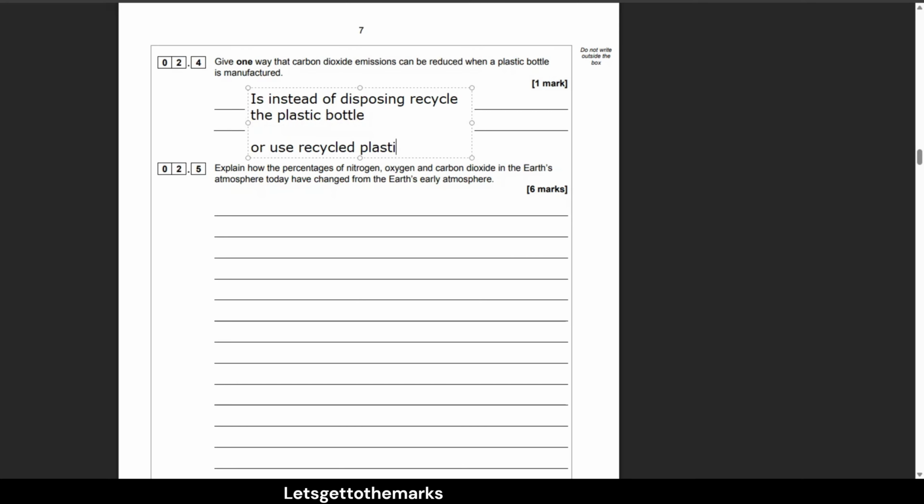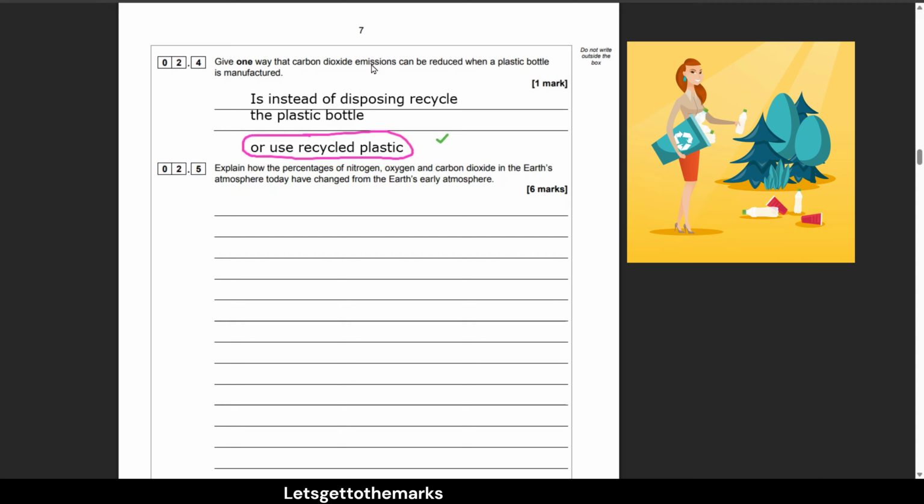I'm probably better off actually if I read that question properly. I think instead of disposing, recycle the plastic, I think this is the correct answer because actually they're saying when you make it, what should you do? Well, use recycled plastic, so you don't use old plastic bags to make your plastic bottle. So I would go with use recycled plastic, as they're asking us specifically about the construction of the plastic bottle. Okay, right. Let's move on.